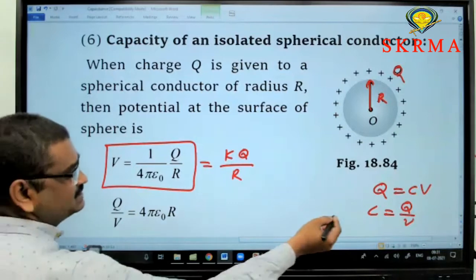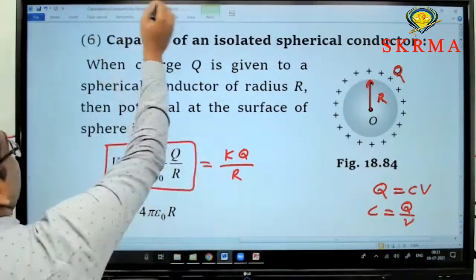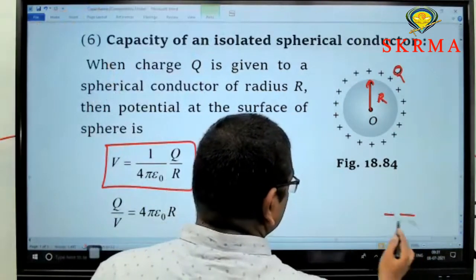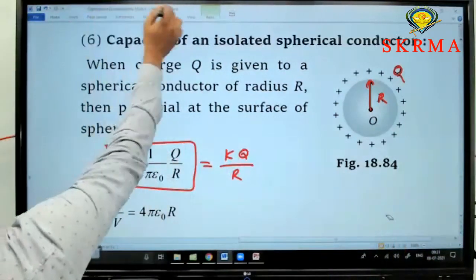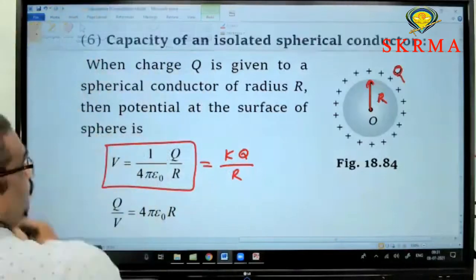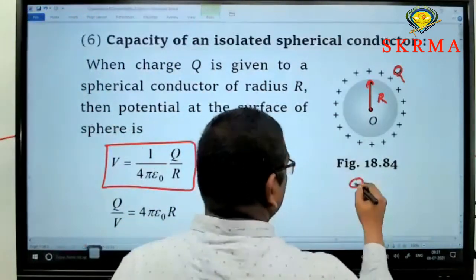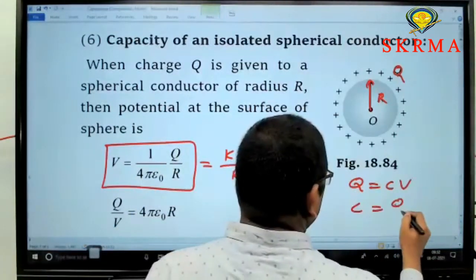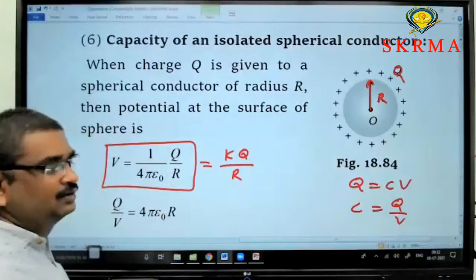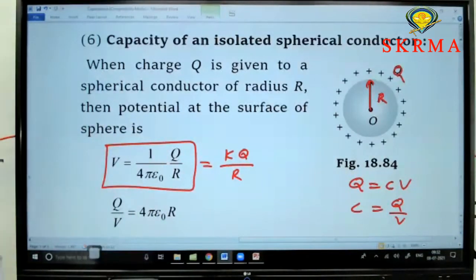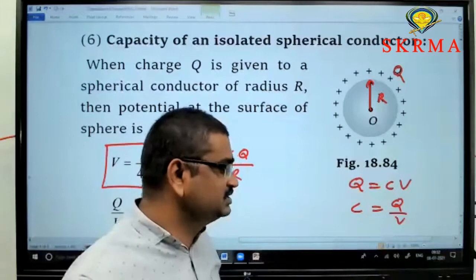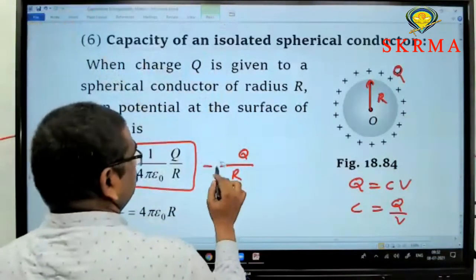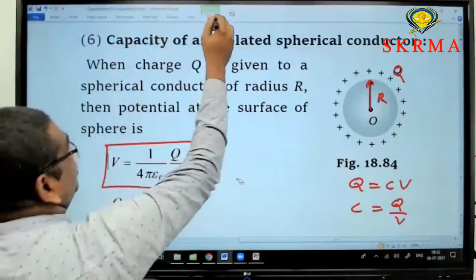So what is the capacitance? The formula is Q equal to C into V. From this one, C can be written as Q by V. To calculate capacitance, you have to substitute charge and potential here.